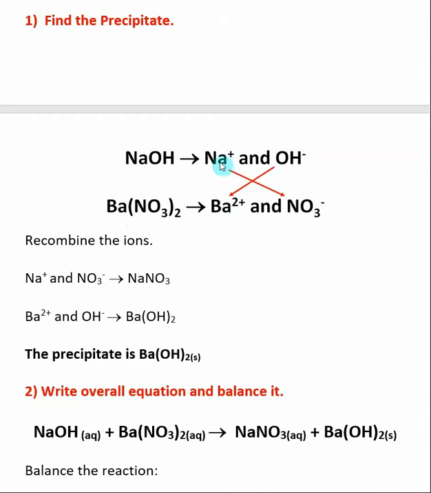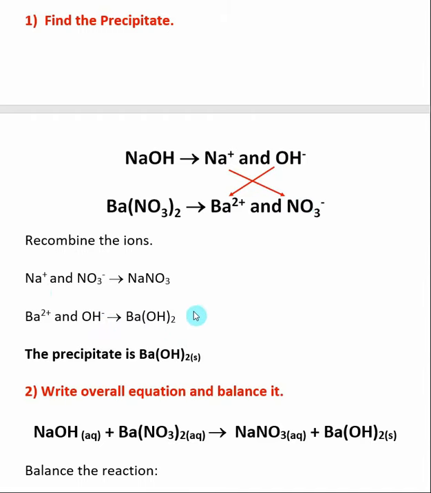We recombine the ions, so we take the positive from one and the negative from the other, positive from one and the negative from the other. We recombine these ions to form our two products. Na plus and NO3 minus have the same charge, so they are recombined to make sodium nitrate in a 1-to-1 mole ratio. Here, barium is 2 plus and hydroxide is minus 1. So this will recombine to make barium hydroxide. And because hydroxide only has a negative 1 charge, we will need 2 hydroxides.